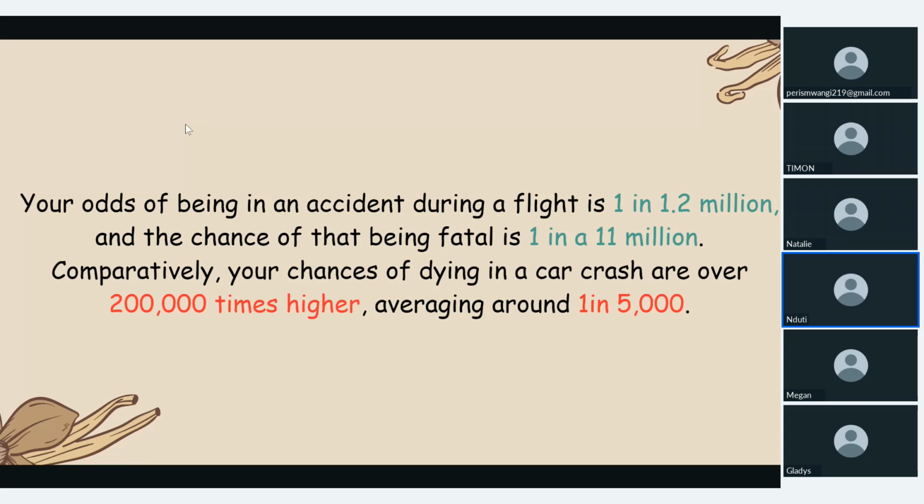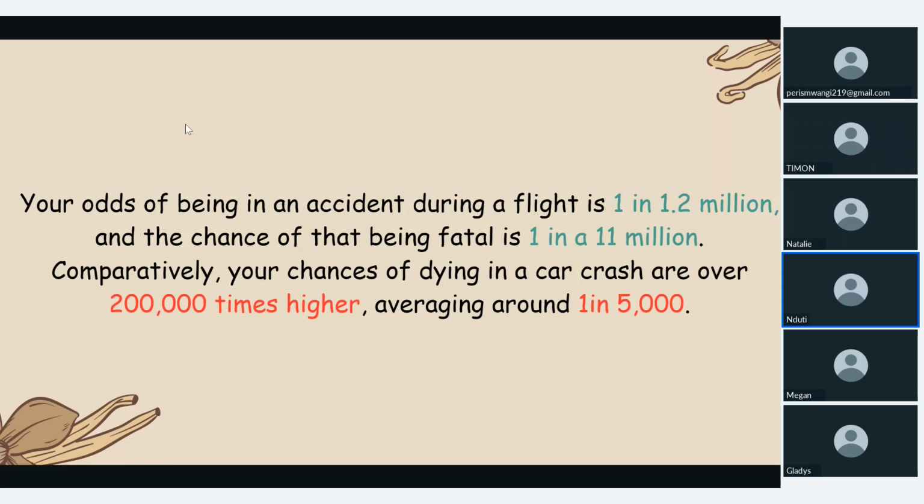If you read this statement, it's a bit long, but just the highlights tell what I want to say. The odds of being in an accident, guys, during a flight is 1 in 1.2 million. Meaning, if we are to have 1.2 million flights, one of those flights will result in an accident. And the chance of that being fatal is a further 1 in 11 million. Comparatively, your chances of dying in a car crash are 2,000 times higher, bringing that average to about 1 in every 5,000 car trips resulting in an accident.